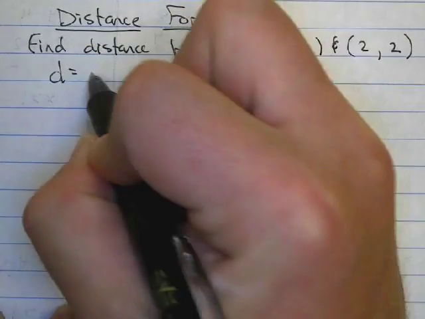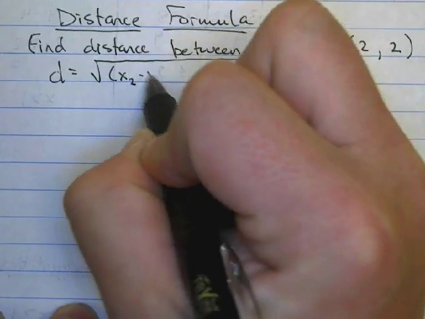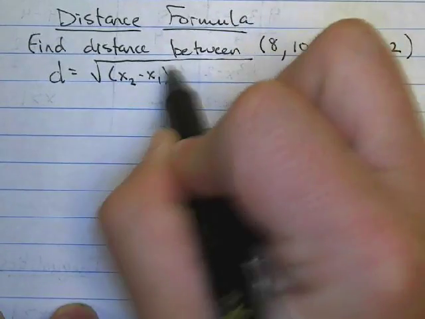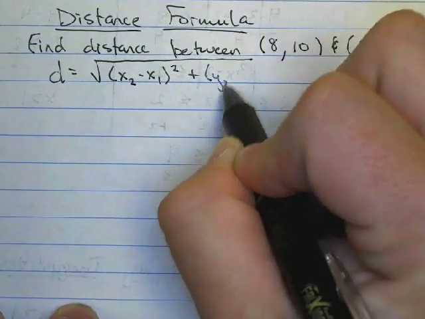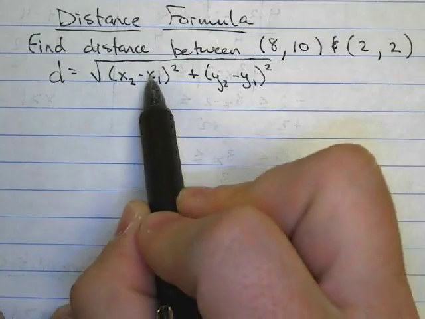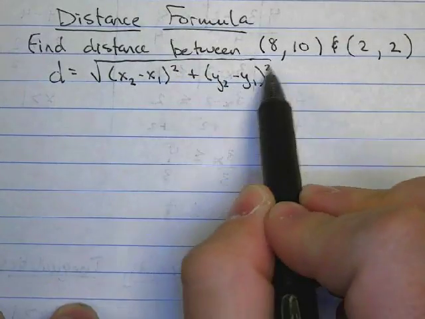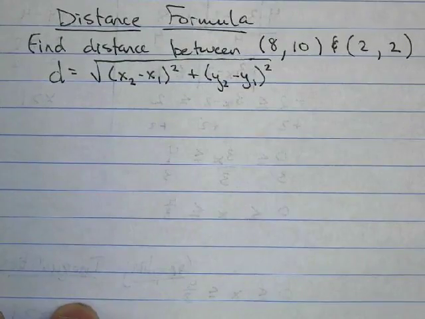Well, the distance is equal to the square root of (x2 minus x1), and then after we subtract those numbers, we square that. And then we add to that (y2 minus y1), and then we'll square that. So first we subtract, then we square, subtract and square, then we'll add both of those numbers together. Then we take the square root as our final step.